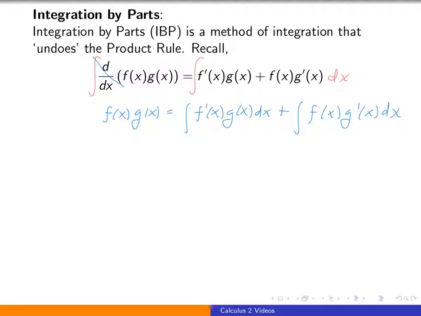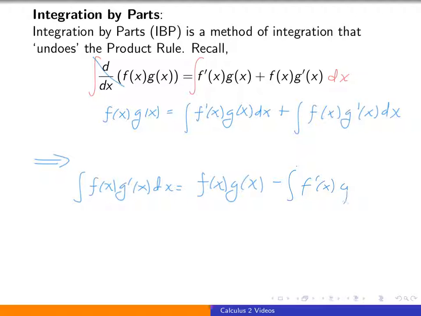And what I'm going to do here to get a formula, and this will become more clear in a moment, is I'm going to go ahead and just solve for this integral we have on the far right. So what this gives us is that the integral of f times g prime would be equal to what we have on the left-hand side already, f times g, and then we're going to have to take this other term and subtract it over. So minus the integral of f prime g of x. And this formula is typically what we are going to think of as integration by parts.